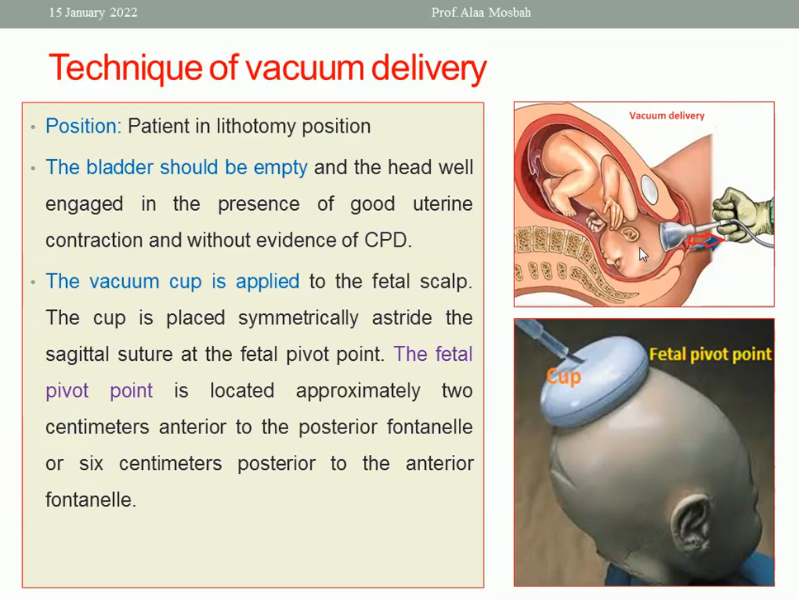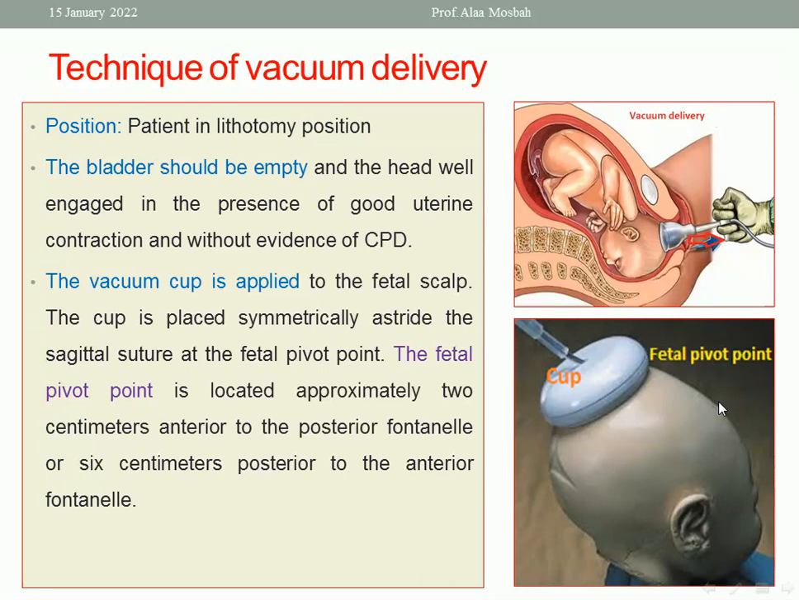Okay, the vacuum cup is applied to the fetal scalp. The cup is placed symmetrically astride the sagittal suture at the fetal pivot point. So what is the fetal pivot point? It is 2 centimeters anterior to the occiput and 6 centimeters posterior to the anterior fontanelle. So as you see, I should stay away from the anterior fontanelle because it is very dangerous.